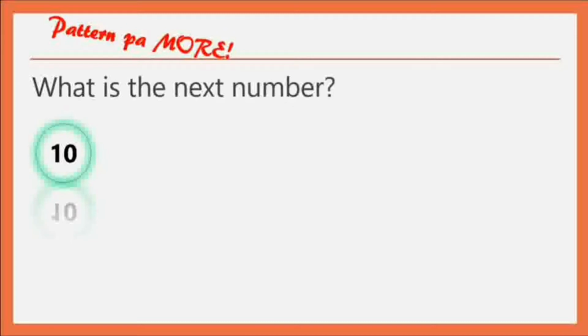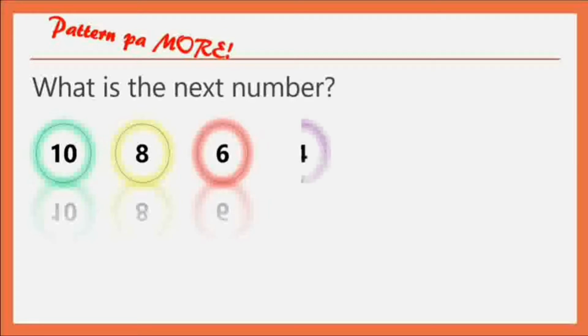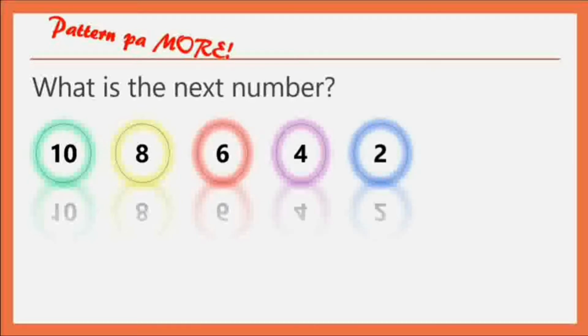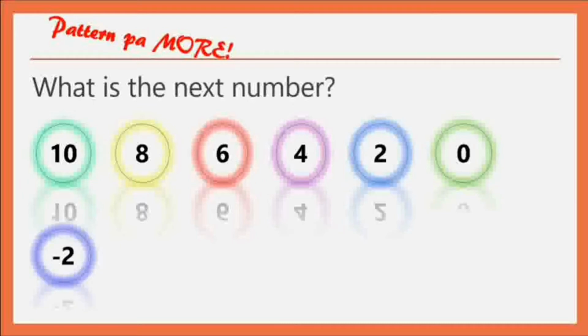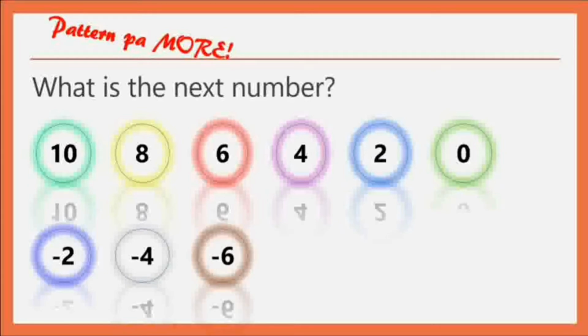So the first term is 10. The second term is 8. The third term is 6. The fourth term is 4. The fifth term is 2. The sixth term is 0. The seventh term is -2. The eighth term is -4. The ninth term is -6.